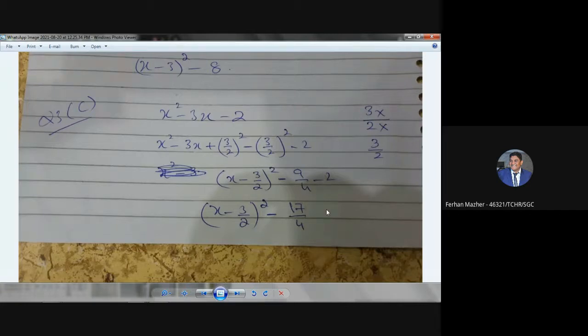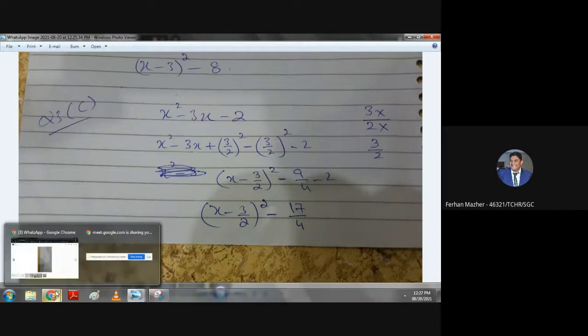I hope you know how to add the fractions. Okay. So kindly note this in your copy. This methodology is very, very important.